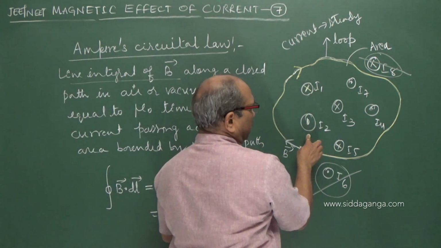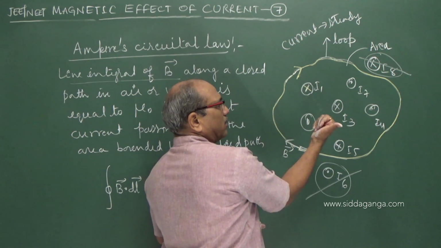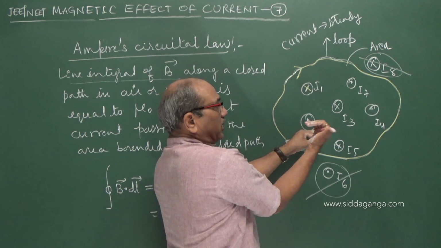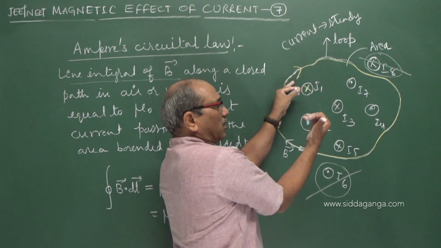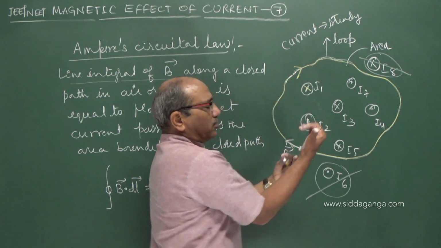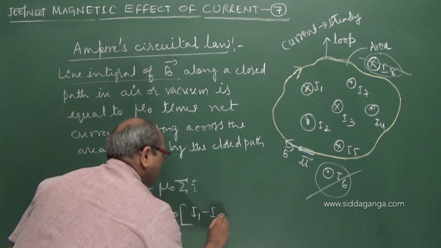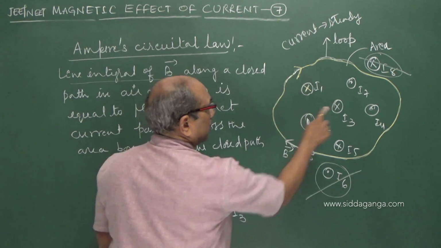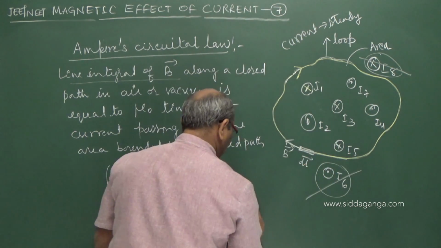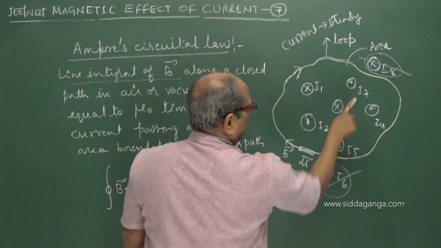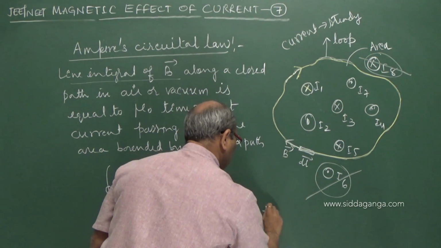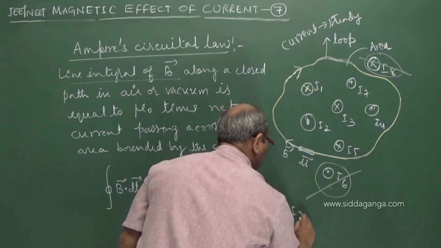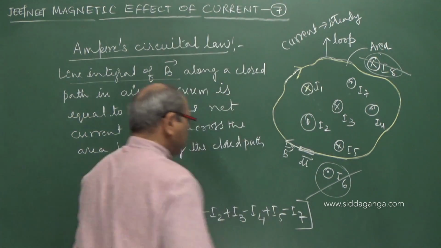But when you take I2, the current is opposite. The path shows opposite to this. I hope you have followed now. I2 I am showing with the thumb, but the closed path loop is opposite. Therefore, I take it negative, minus I2. I3 is again plus. I4 is minus. I5 is plus. I6 is not considered. I7 is minus. I8 is also not considered.